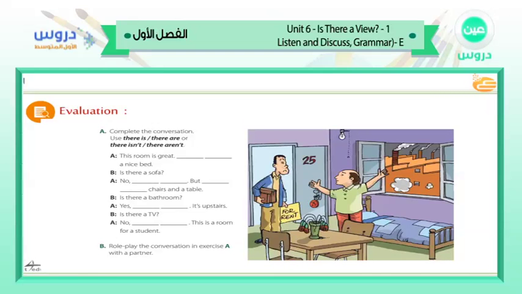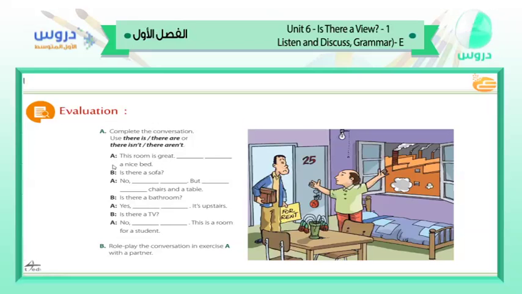Here we have, gentlemen, two men. One of them is the owner of the house or the hotel or the motel, and the other is a customer who wants to rent this room. There is a short conversation about it using there is and there are, or there isn't or there aren't. I want you to put the suitable words for this conversation.